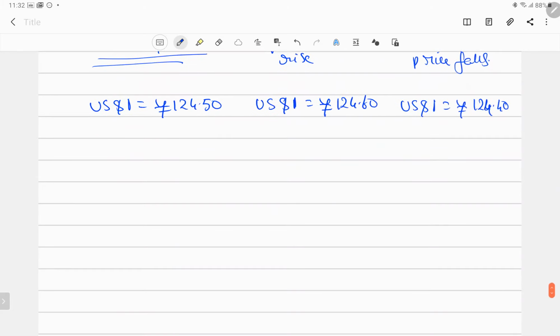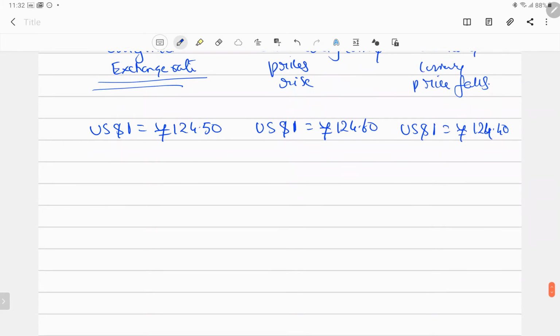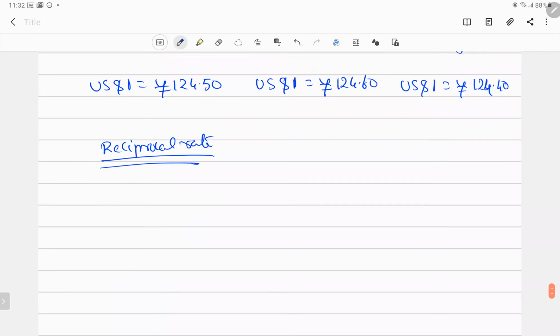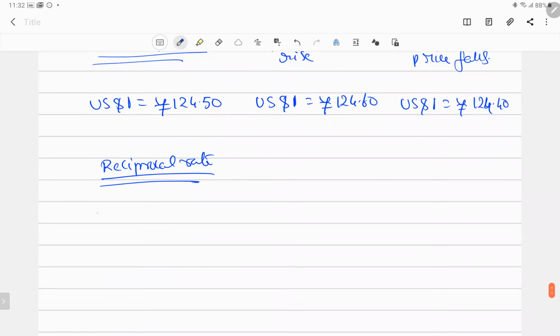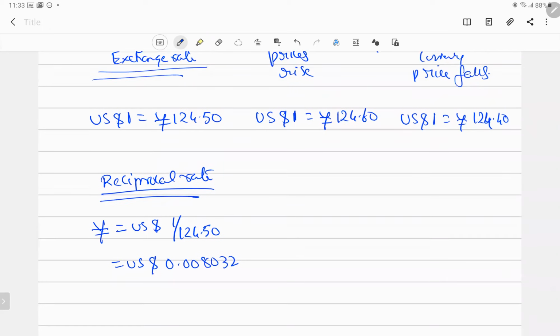When we have to see the relationship with the reciprocal rate, I'm putting the heading as reciprocal rate. So this can be converted into 1 yen equals US dollar 1 divided by 124.50. We have already got the value: 0.008032 US dollar. So this is your reciprocal rate.